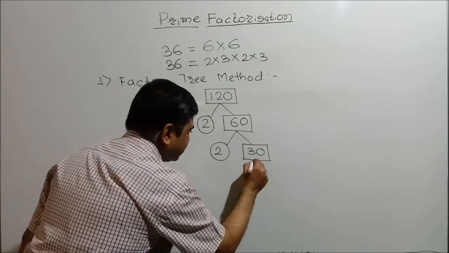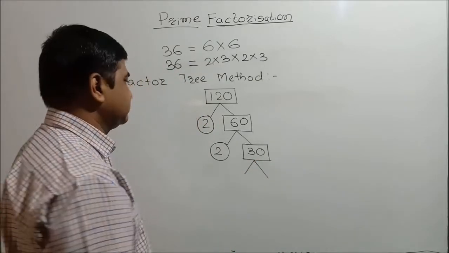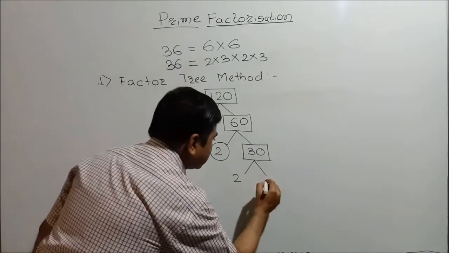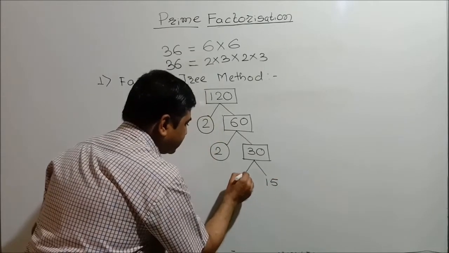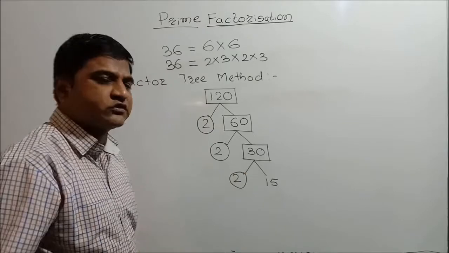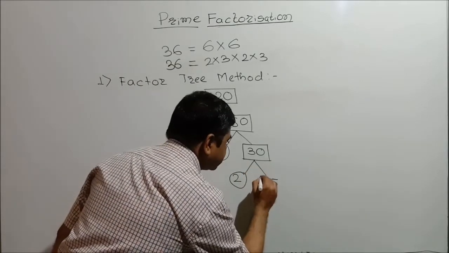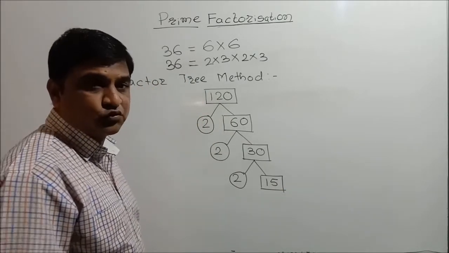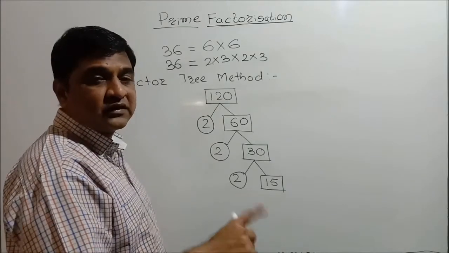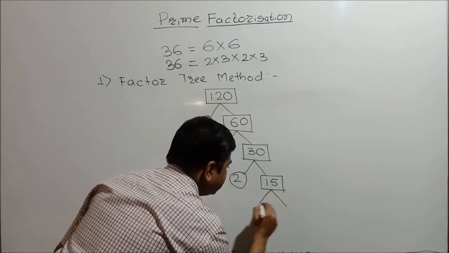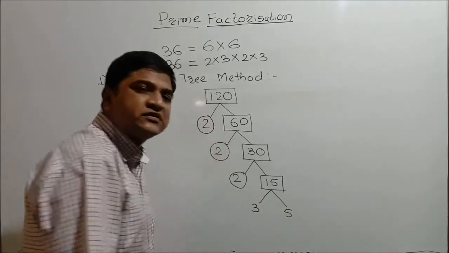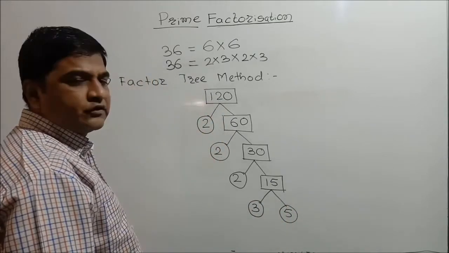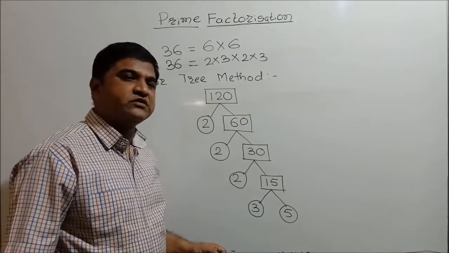Next, I will again try to divide it by the smallest possible prime number, that is 2. 30 is divisible by 2, so I get a quotient of 15, and the 2 again is a prime number, so circle it. 15 is a composite number, put it in a box. Now I will try to divide 15 by 2, not possible, so I will go for 3, and 3 5s are 15. So I got two factors of 15 as 3 and 5, and I see that both are prime numbers, 3 and 5. So we'll stop here because no more factorization is possible.